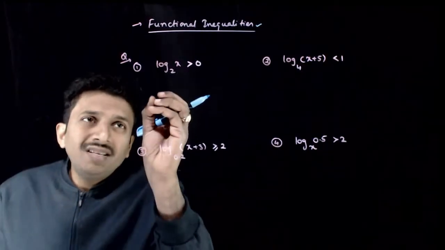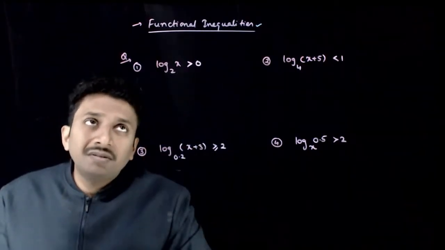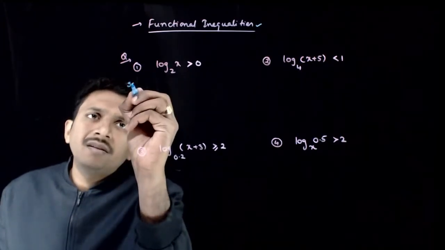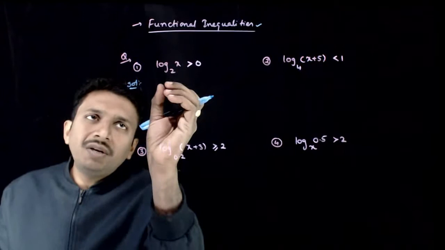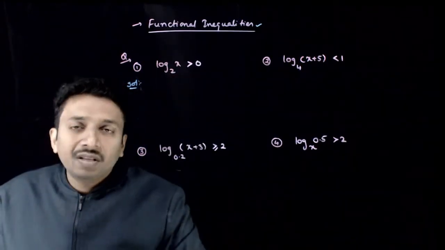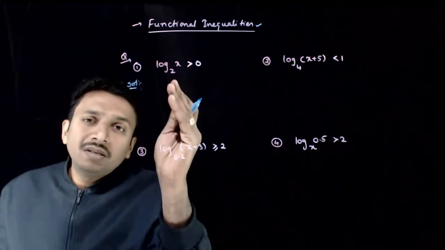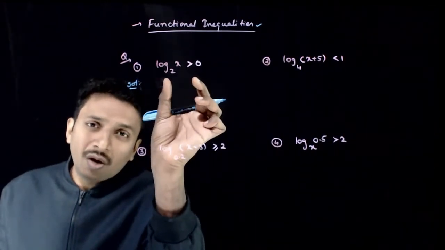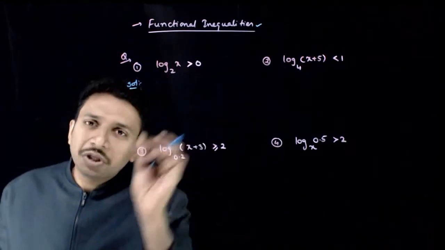So now let us look at these 4 very basic questions to understand the concept that we have learned. So let us say that we need to solve log x to the base 2 greater than 0. So how do we solve this? Let me do it in 2 different ways. One is the long way, that is the complete way. The other is a shortcut.